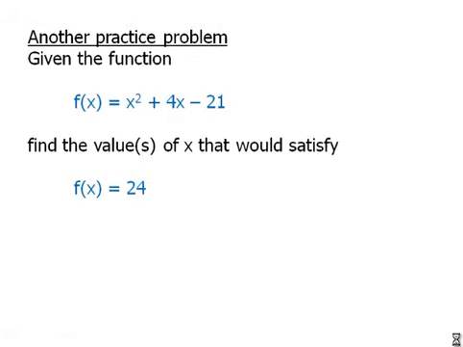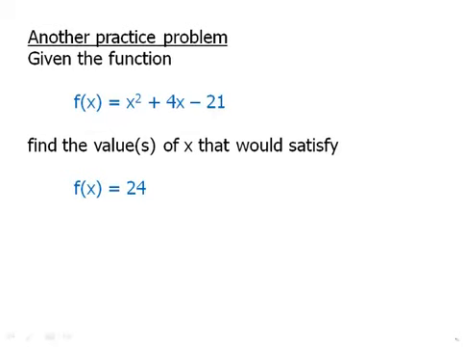Another practice problem. Given the function f of x equals x squared plus 4x minus 21, the same function we had last time, find the values of x that would satisfy the equation f of x equals 24. In other words, what inputs would give us an output of 24? Pause the video and work on this on your own.